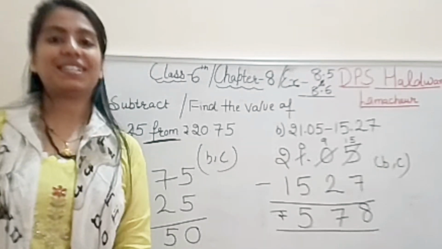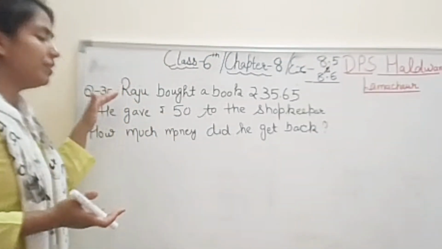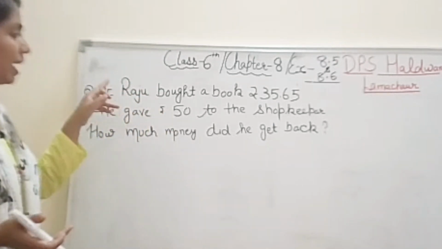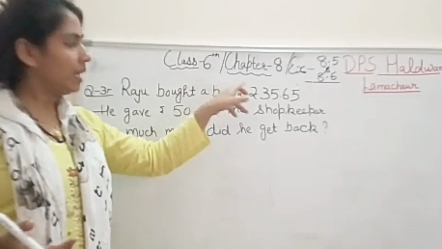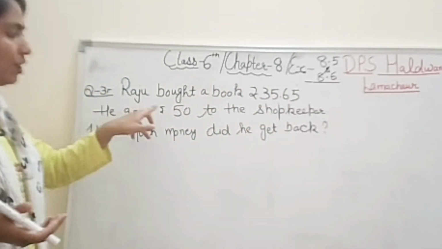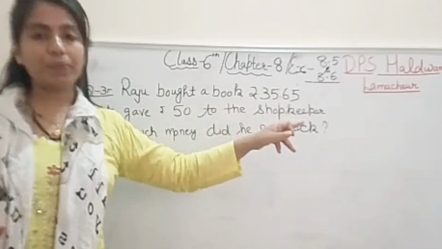Coming to our next question. See, now again we have word problems, questions 3 to 7. In question number 3 we have: Raju bought a book, the cost is this many rupees, and he gave rupees 50 to the shopkeeper.